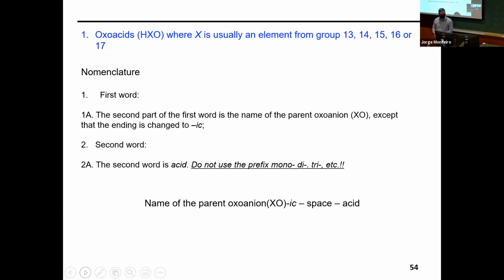Okay, I think that's a good point for us to finish for today. Next week, we will start talking about oxo acids. So again, nomenclature, it's a little more complex. And I think we will finish chapter number 2 with that.